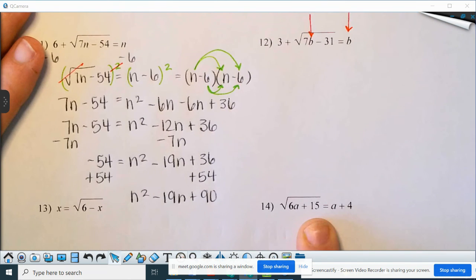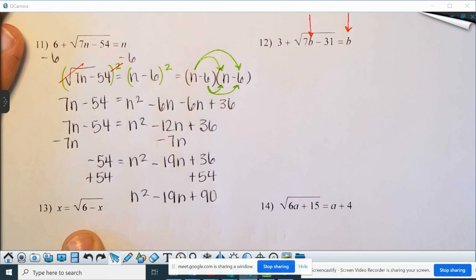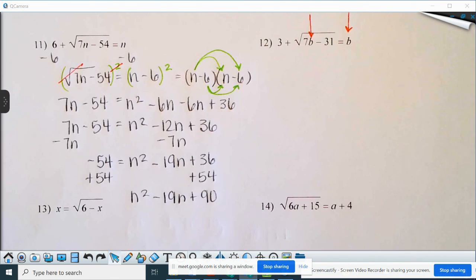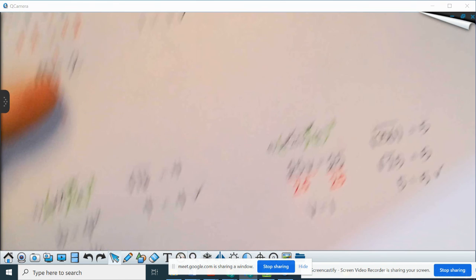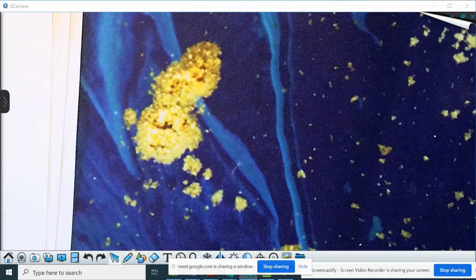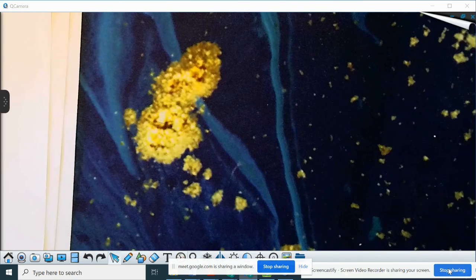Then we did one of these, and we did one of these. So I think I've covered all the ones I have printed. Hopefully that was a good review. Again, hit me up in a text or an email if you have any questions about some more types.